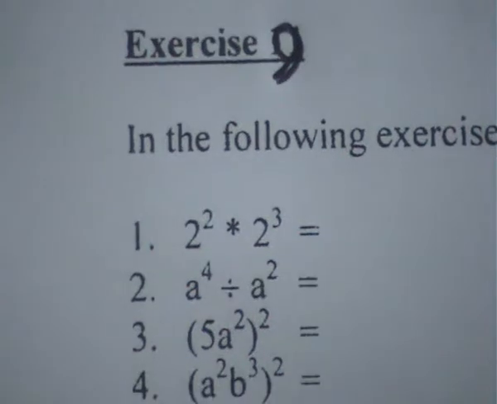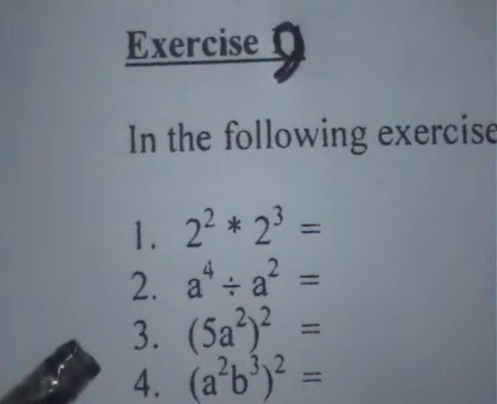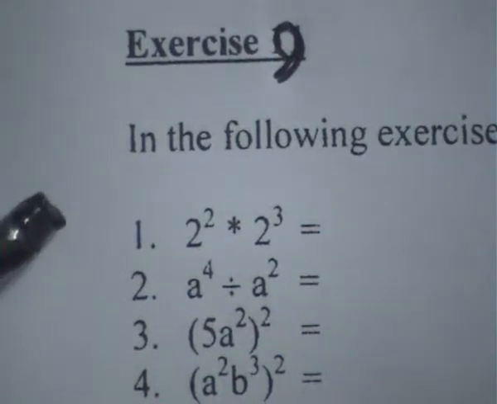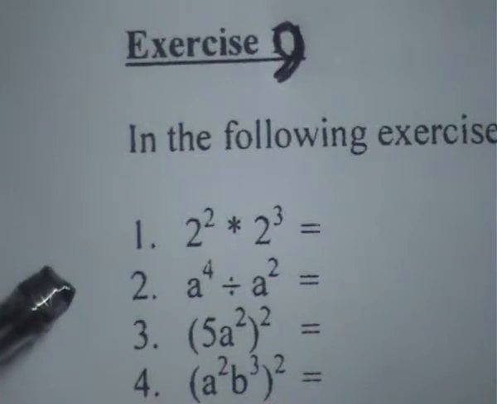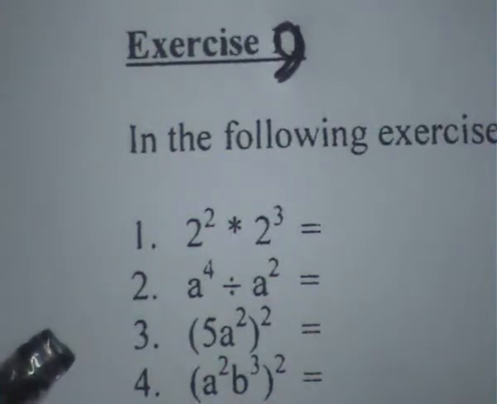Alright, so here's exercise 9. As you can see, for number 1 you're going to use the multiplication rule. Number 2 you're going to use the division rule. And number 3 you're going to use the power to power rule. So be careful, read the question carefully, and then work the exercise out.